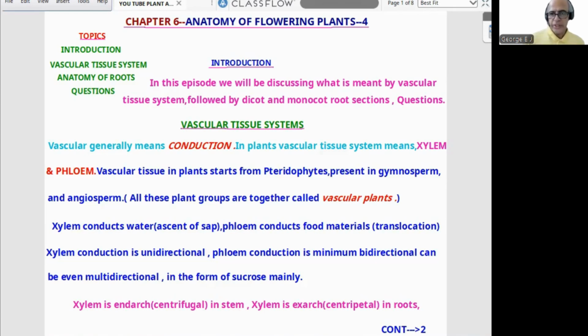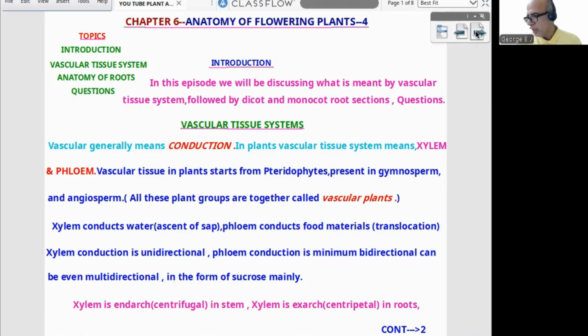Xylem conduction is normally unidirectional, from soil, root, that way to the atmosphere. Phloem conduction is minimum bidirectional, can be even multidirectional. And conduction mainly takes place in phloem through a chemical called sucrose. Now, xylem is endarch, centrifugal in stem. You may be knowing that term. Xylem is exarch, centripetal in root system. So centrifugal and centripetal, otherwise endarch and exarch, stem and root respectively. I think that idea is clear to all of you.